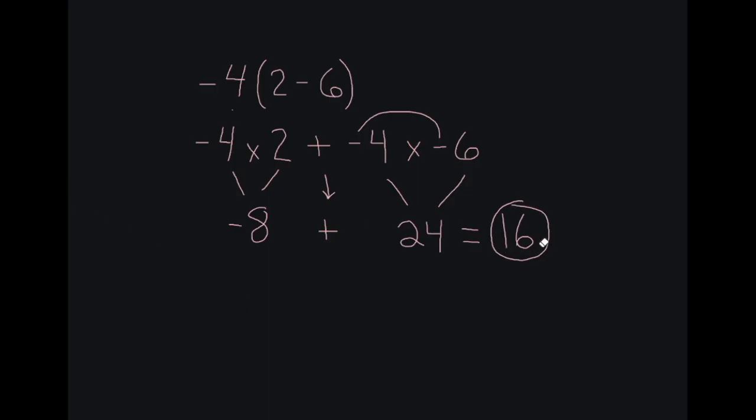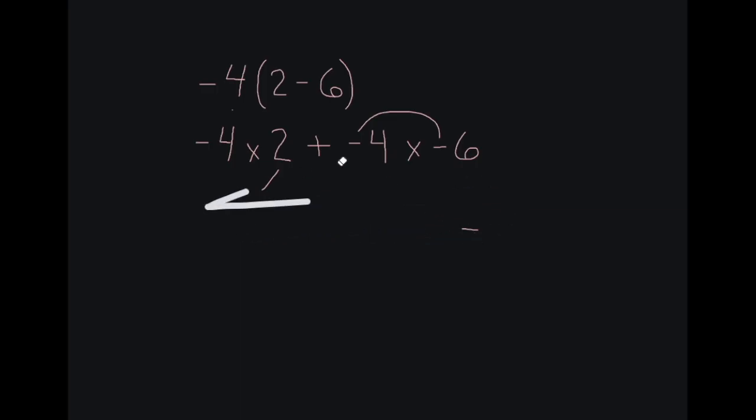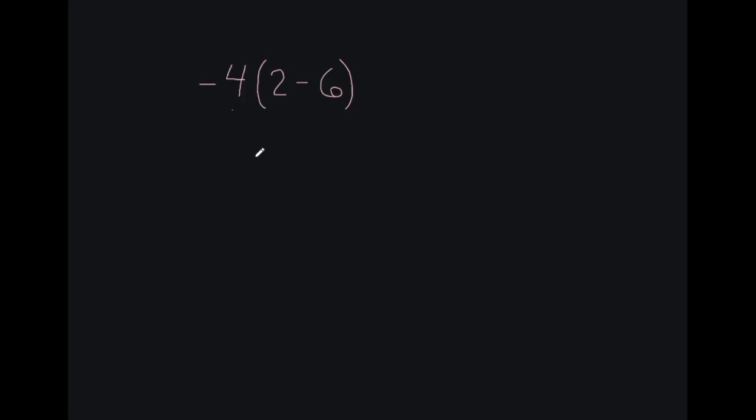Let's do a check by doing it the other way we've learned. So this time we'll start by doing the inside first. 2 minus 6 would give us negative 4. So then we'd have negative 4 times negative 4. 2 negatives equal a positive. That also will give us 16.